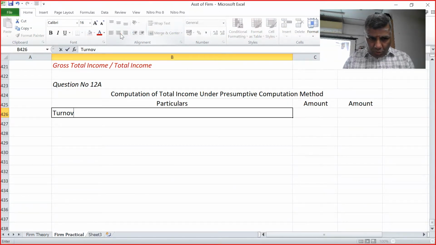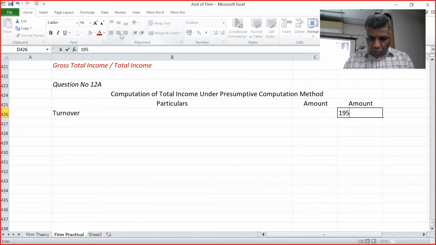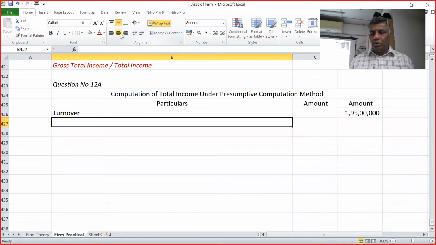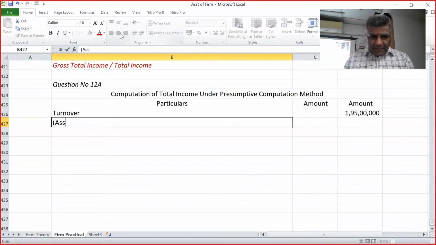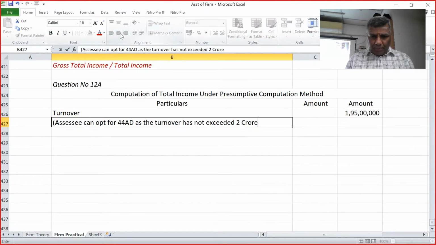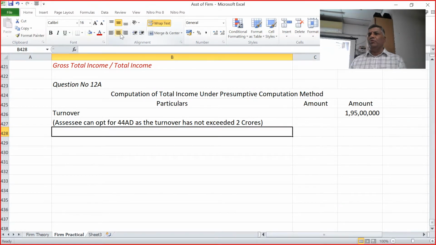Okay. Turnover 1 crore 95 lakhs. Let us recollect 44AD as a whole. Assessee can opt for 44AD as the turnover has not exceeded 2 crores. Up to 2 crores you can opt for it.